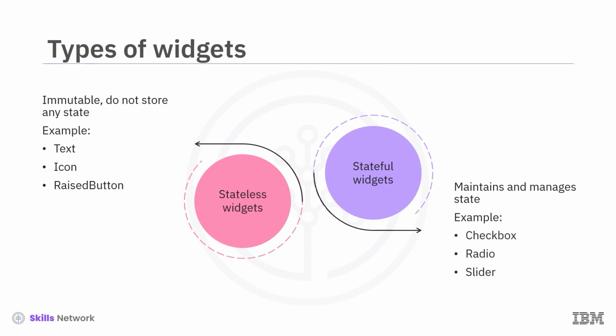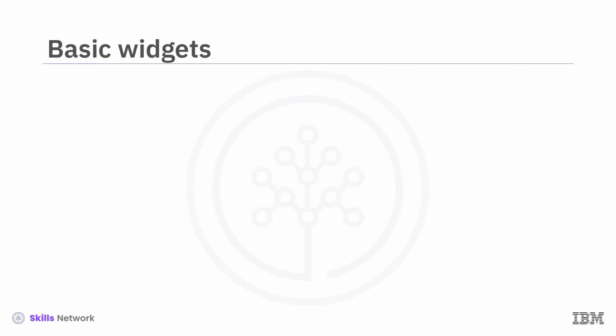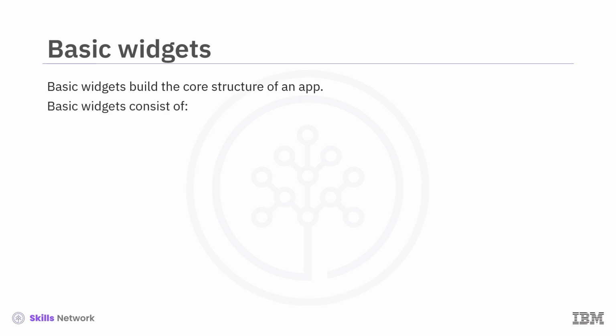In Flutter, widgets are classified based on their functionality. Let's learn about them. The first essential category is basic widgets. These are essential components in any Flutter application, consisting of commonly used elements such as text, images, icons, and buttons. Basic widgets are foundational widgets that help build the core structure of your app.